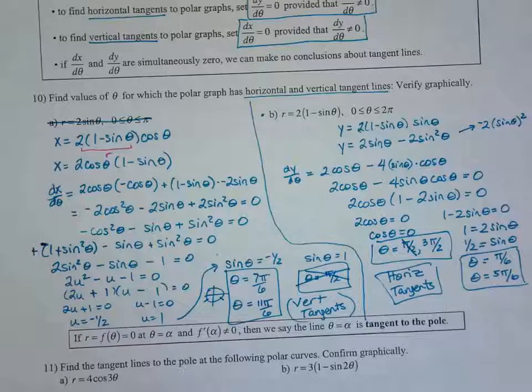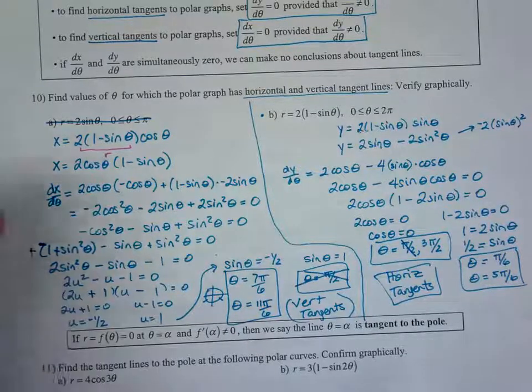Yes, sir? How do you know that if you do this and then you get what theta equals for the x's, is it always going to be the vertical tangent? And then y will always be... Yes. Dx d theta always gives you vertical tangents if you set it equal to 0. Dy d theta always gives you horizontal tangents. Okay? Any other questions? All right.